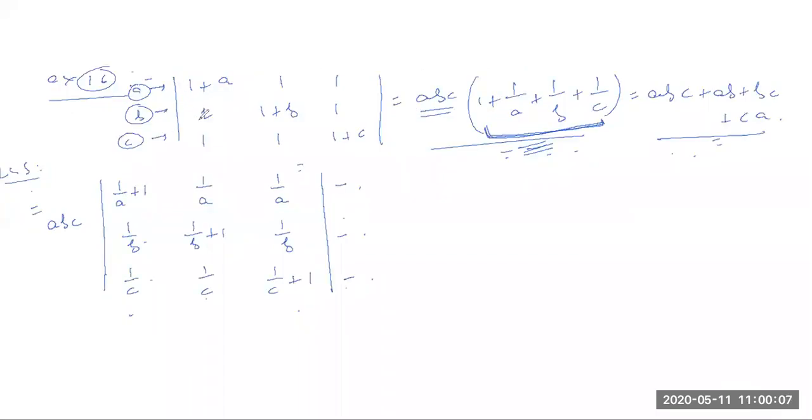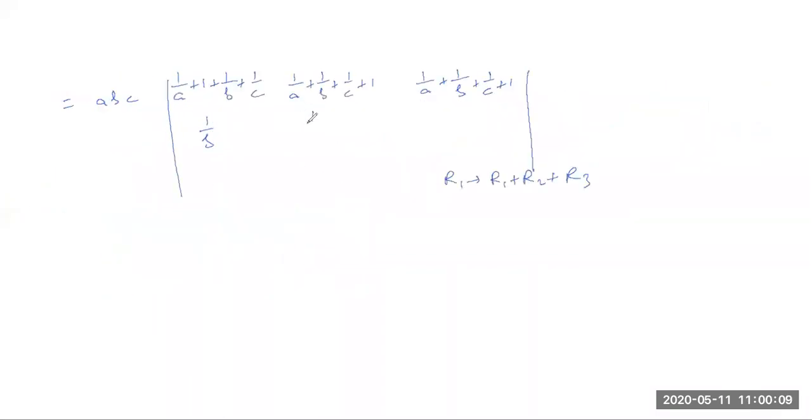1 upon B plus 1 and 1 upon B. Similarly, it is 1 upon C, 1 upon C, and here we got 1 upon C plus 1. Okay, so simply take these three parts common from R1. This comes common from R1, and what else will we have, ABC. Outside we got 1 plus 1 upon A, B and C.